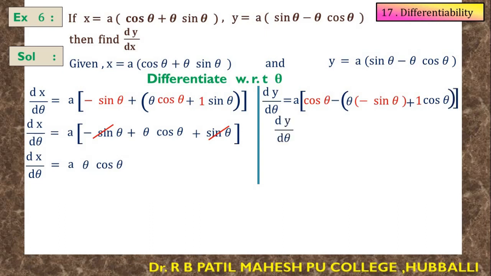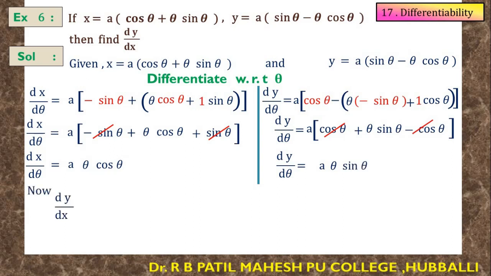Okay, so further simplification: a as it is, cos theta. Multiplying the negative sign through the bracket, it becomes minus into minus, plus theta sin theta, and minus cos theta. So here cos theta and minus cos theta become 0. So it is a into theta sin theta. This is the dy by d theta function.